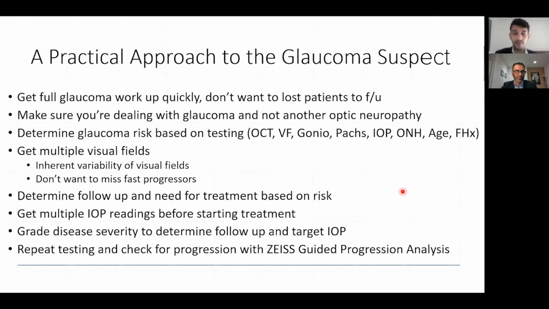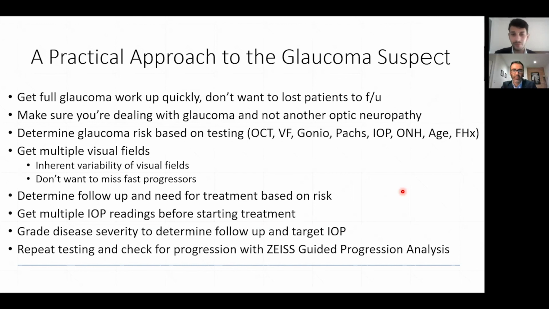I think it's very important to get multiple visual fields. There's just an inherent variability in visual fields. Patients a lot of times don't like doing visual fields, but I always explain to them just how important it is that we have to repeat it. Up until they get through that learning curve, you might not have such good data.